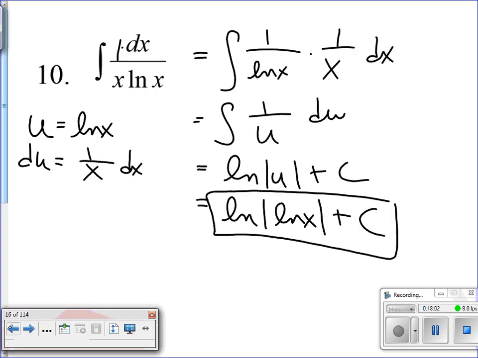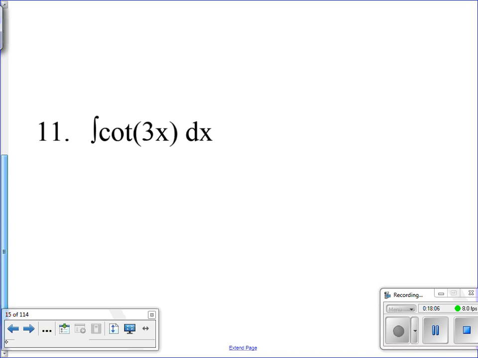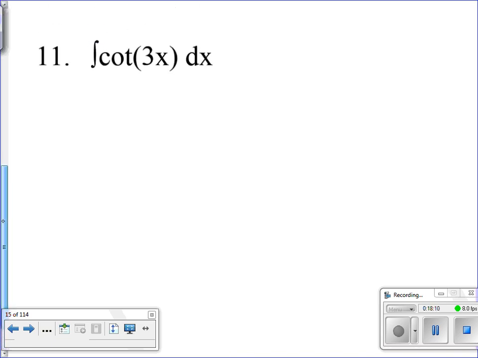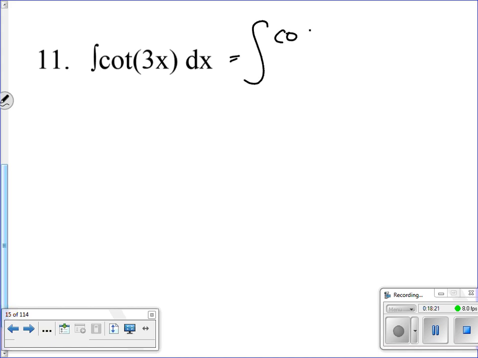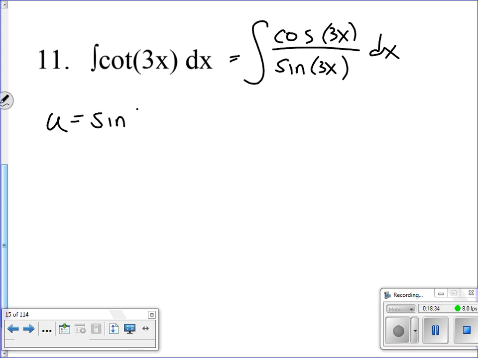Oops, number 11 must be down here. There it is. Okay, 11. If you remember, when you just have to integrate tan or cotan, you need to remember you first must rewrite it as a quotient. Now, cotan is cosine over sine. So we're integrating the cosine of 3x over the sine of 3x. Once you do that, now you can just let the denominator be your u. U equals sine of 3x.